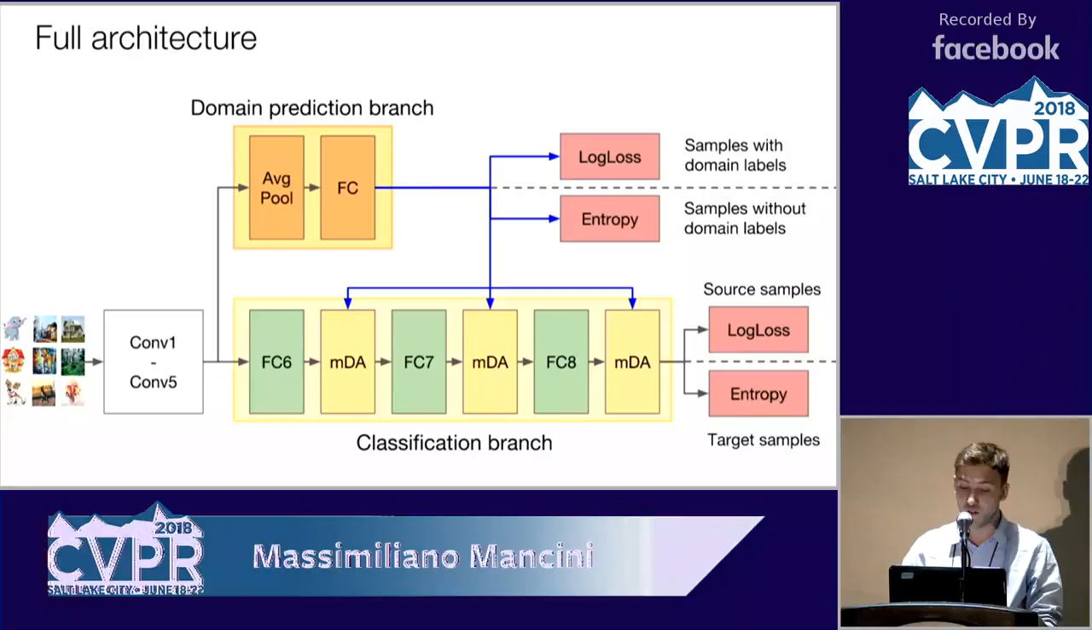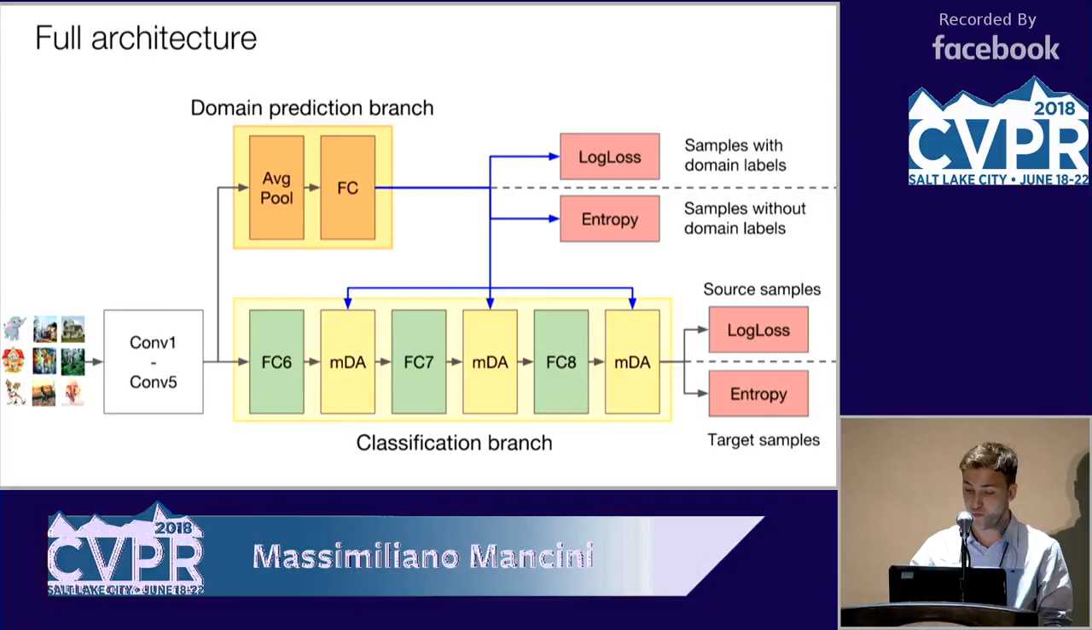Here we show an example of our framework as applied to the AlexNet architecture. The domain assignment is computed by a domain prediction branch, and in the standard case, when no domain label is available, the branch is trained with an entropy loss. Obviously, a log loss can be added if some of the samples own a domain label. For what concerns the DA classification module, it is trained using a log loss for the labeled source samples and an entropy loss for the target ones.